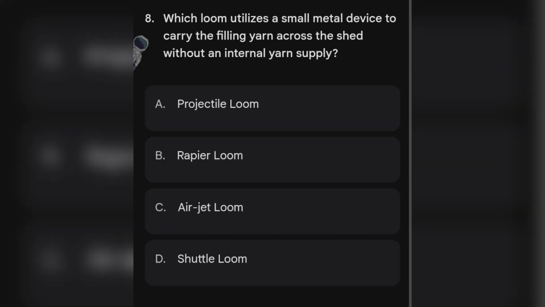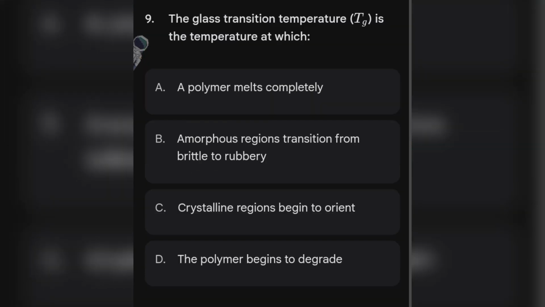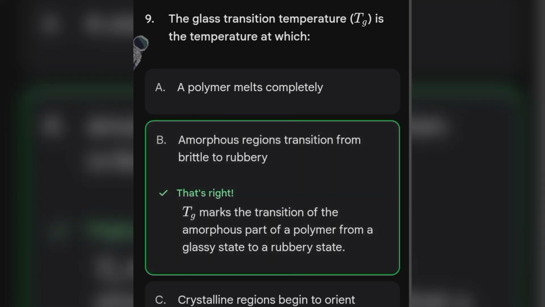Which loom utilizes a small metal device to carry the filling yarn across the shed without an internal yarn supply? A small metal device means it will be a projectile, obviously, because in a rapier it is a rapier, in air jet it uses air, and in shuttle we use the shuttle. The glass transition temperature Tg is the temperature at which the amorphous region transfers from brittle to rubbery. Yes, it's a straightforward question.